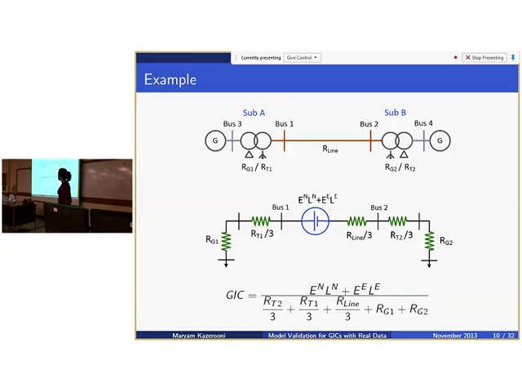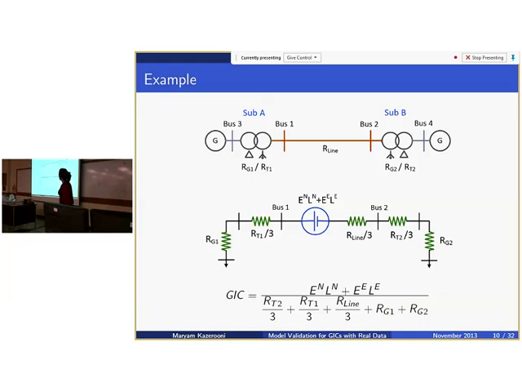Now I want to explain what the GIC model is. Here I use this example to show how we can derive the GIC model. Let's say we have a 4-bus system with 2 generators, 2 transformers, and 1 transmission line, and we enforce an electric field on this network. That electric field is, of course, induced by a geomagnetic storm. So we want to calculate the GIC on the transmission line.